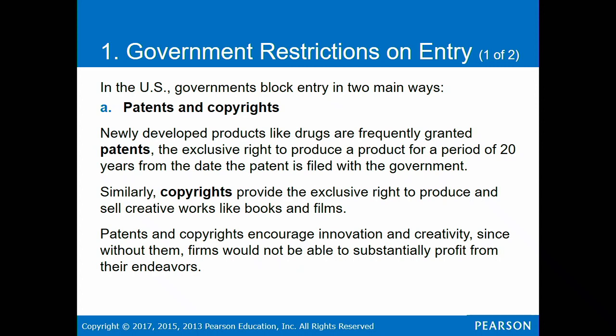So you earn a higher profit in the short run, to help encourage you and make up for all the research and development it's going to take to create some of these new products, like pharmaceutical drugs. It costs a lot of money to produce them or to come up with them. But eventually it allows competition, so consumers can get lower prices.